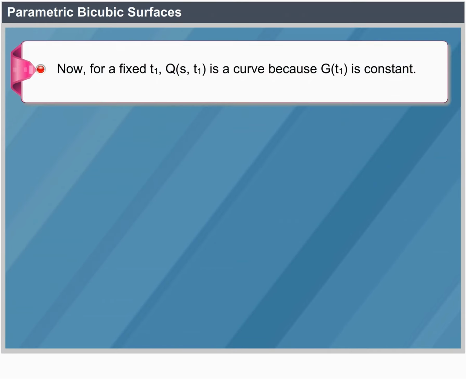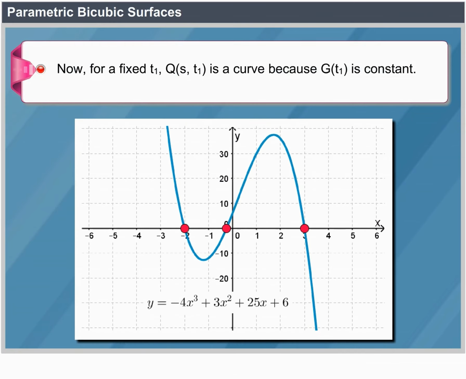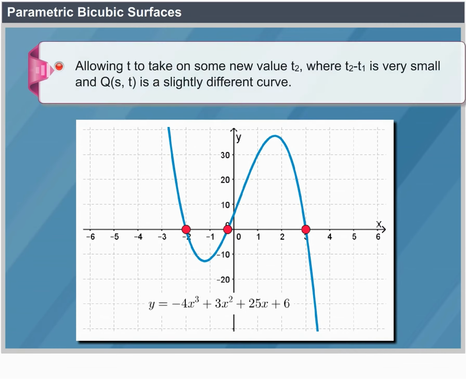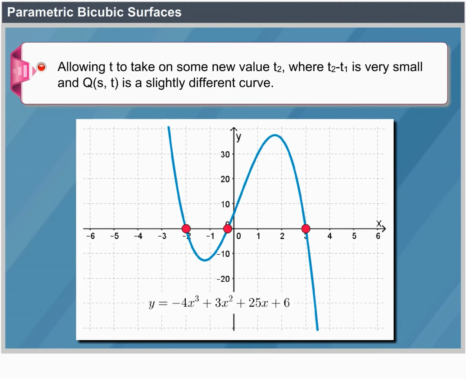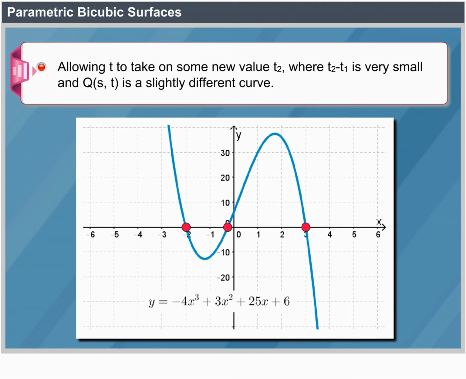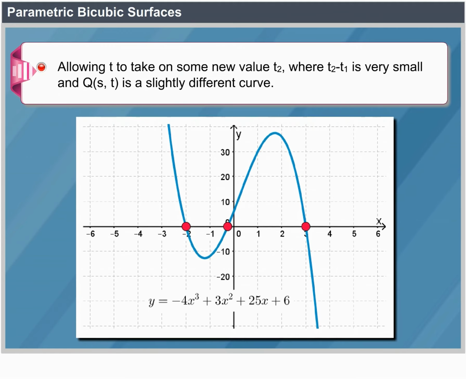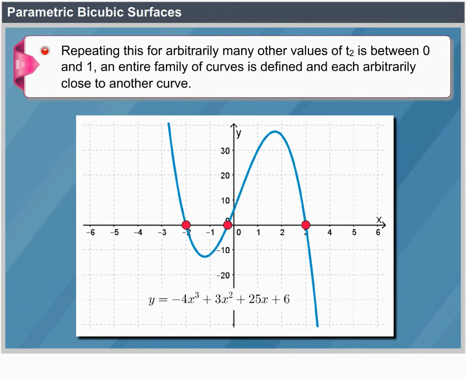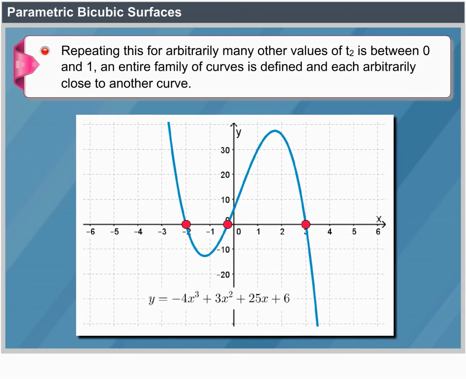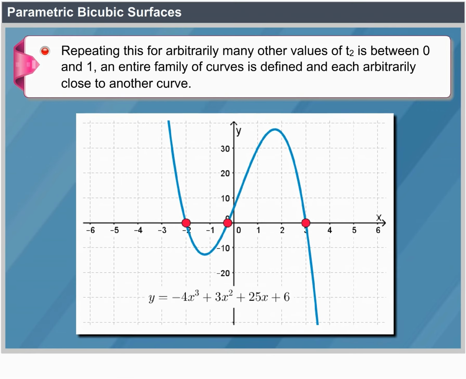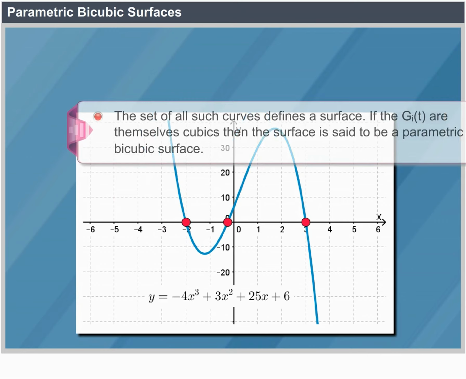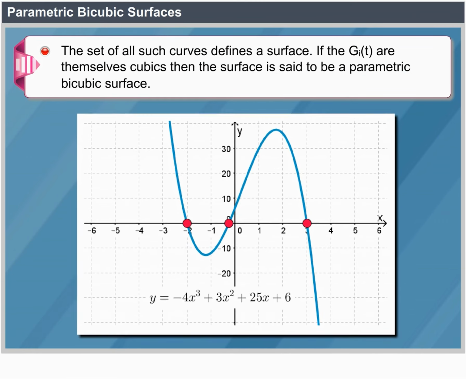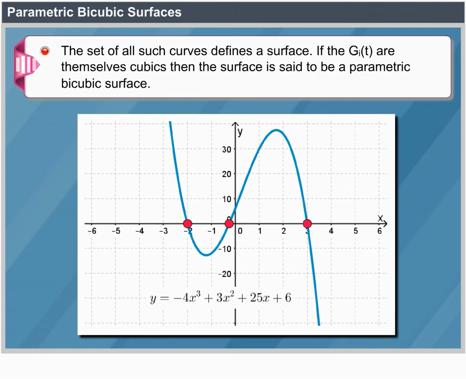Now, for a fixed T1, Q of S, T1 is a curve because G of T1 is constant. Allowing T to take on some new value T2, where T2 minus T1 is very small, Q of S, T2 is a slightly different curve. Repeating this for arbitrarily many other values of T between 0 and 1, an entire family of curves is defined, each arbitrarily close to another curve. The set of all such curves defines a surface. If the Gi of T are themselves cubics, the surface is said to be a parametric bicubic surface.